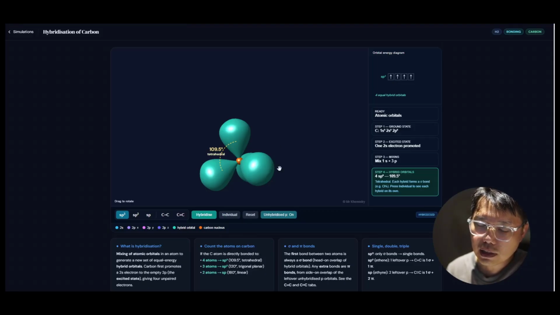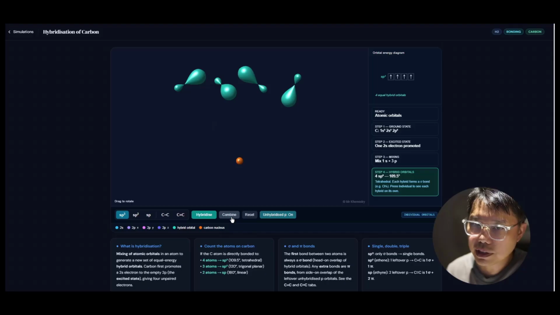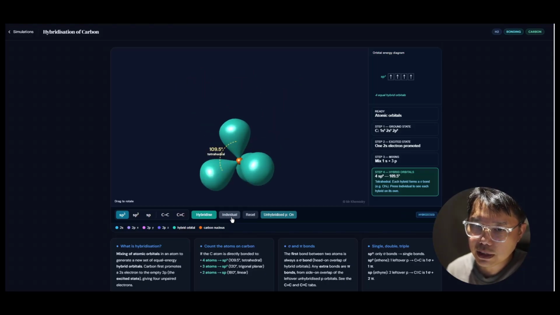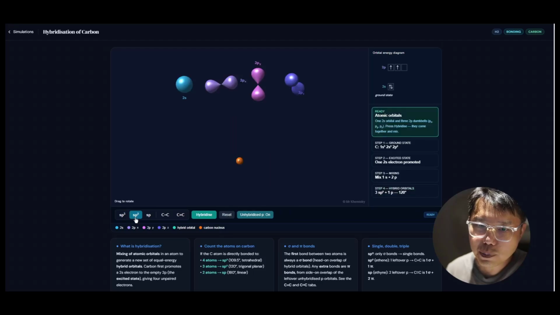Now let's take a look. If we were to pull them apart, that's how the individual hybrid orbitals will look like. Then we combine them together, and then we pull them apart and then we combine them. Okay, stop. I have to stop playing. All right, now let's go to sp2.